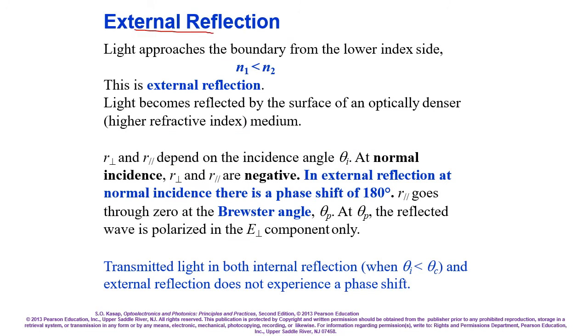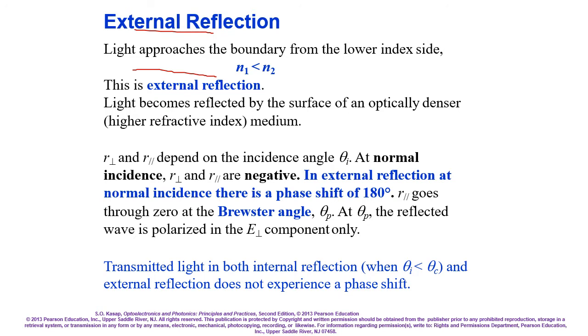External reflection. When the light approaches the boundary condition from the lower index side, we get n2 greater than n1. This is external reflection. Light is reflected by the surface of an optically denser, or higher refractive index, medium.